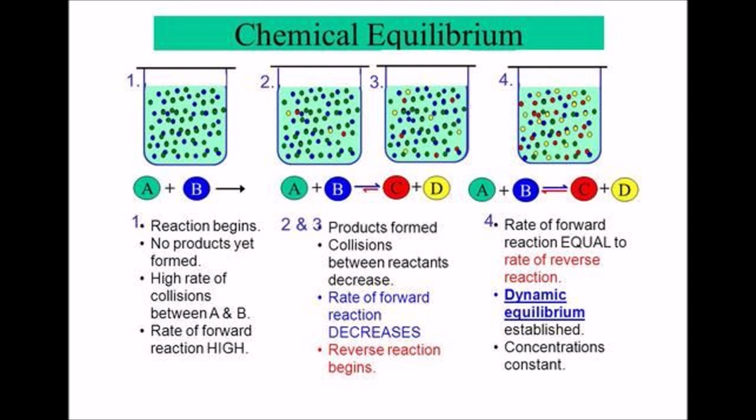At some intermediary point of this reaction, the collisions between the reactants will begin to decrease as the concentrations of them decrease. The rate of the forward reaction decreases, and that reverse reaction begins. After a period of time, this reaction will settle out or come to equilibrium. The rate of the forward reaction equals the rate of the reverse reaction, dynamic equilibrium is established, and the concentrations are constant. And again, what's important to note here is there's a mixture of A, B, C, and D in that flask.